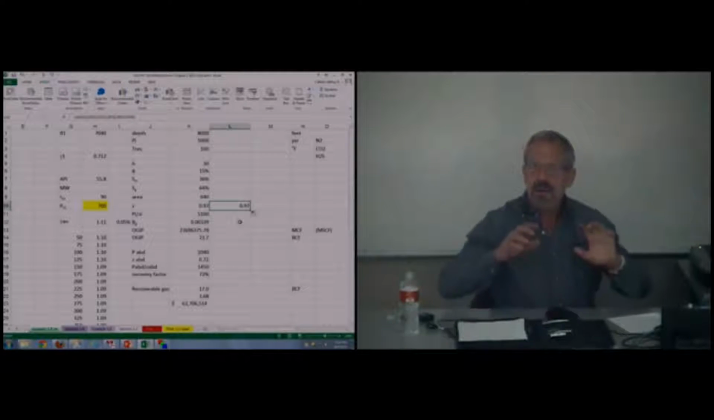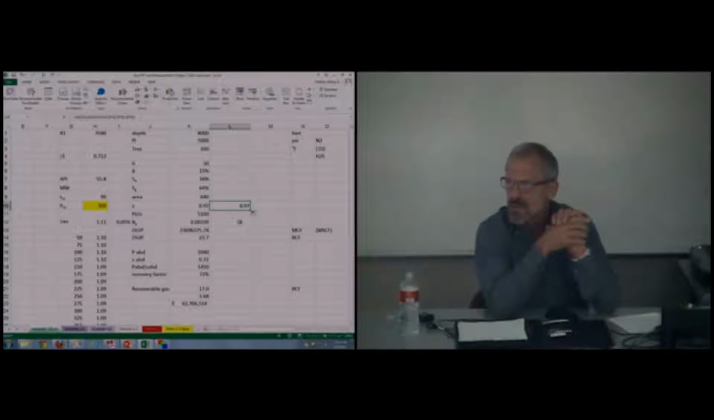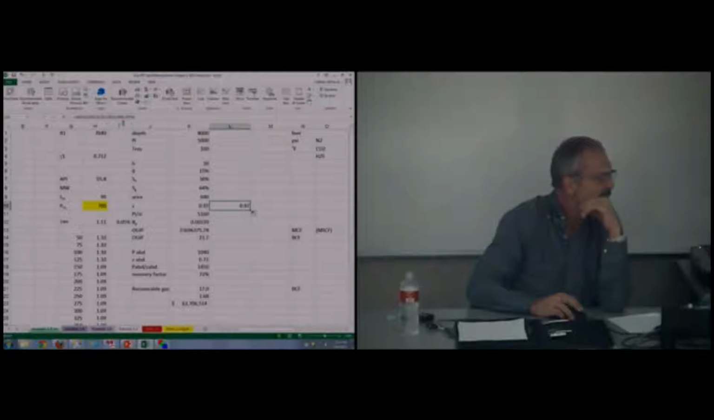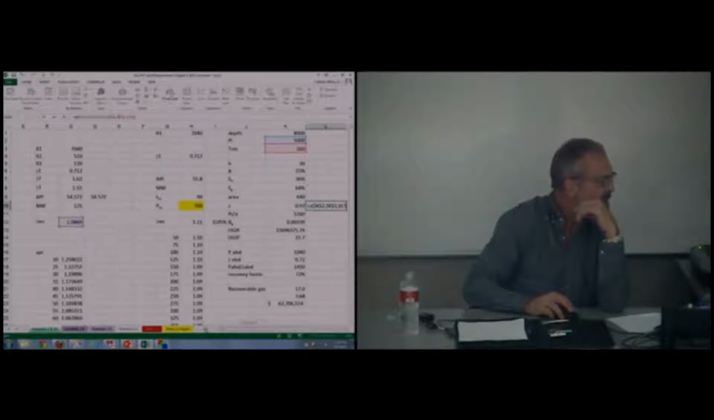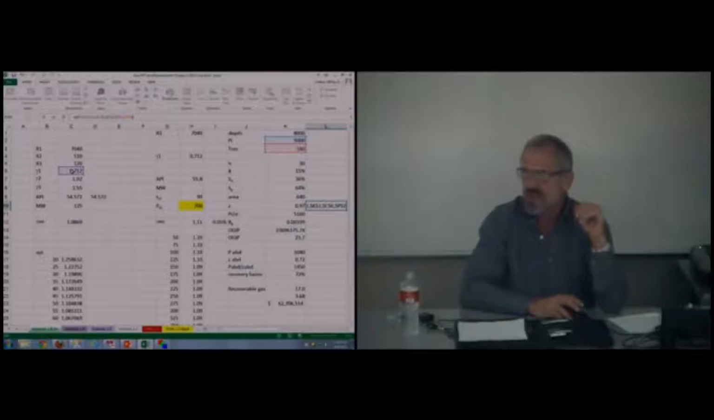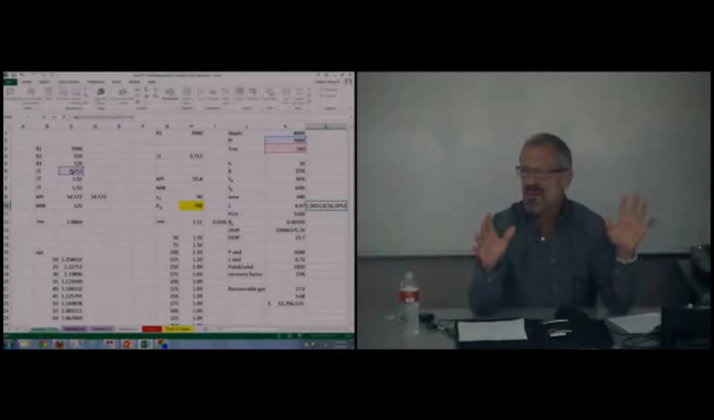Assuming that someone didn't tell you that you couldn't use the separator gas gravity, but you had to add in the gas gravity from your second and third stage, and also your liquid had to be transformed. How different would your Z be? So instead of using 1.0869, I use the gas gravity from the first stage separator of 0.712. Everybody see what I did? I'm telling you, you have engineers everywhere in the world making this mistake.